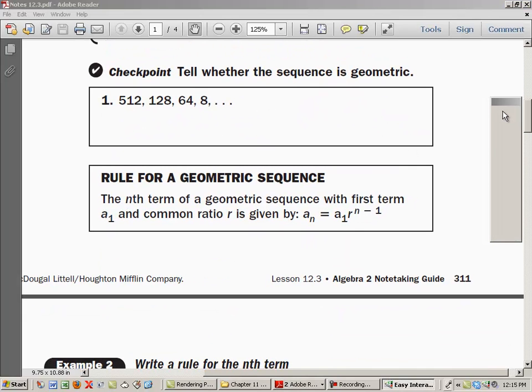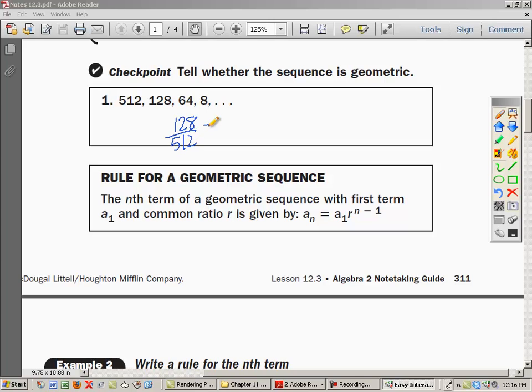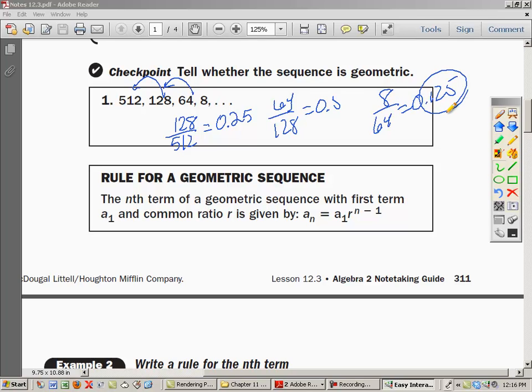Now, if you already looked down below, then you probably already saw this is not geometric, but I want you to verify that. So take just a second and tell me if you can figure out why this is not a geometric sequence. All right, so again, you have to check to make sure that the ratio of consecutive terms is constant. If I do 128 over 512, that comes out to 0.25. 64 over 128 comes out to 0.5. And then 8 over 64 comes out to 0.125. In any case, these are not the same. So since they don't all match, this is not a geometric sequence.